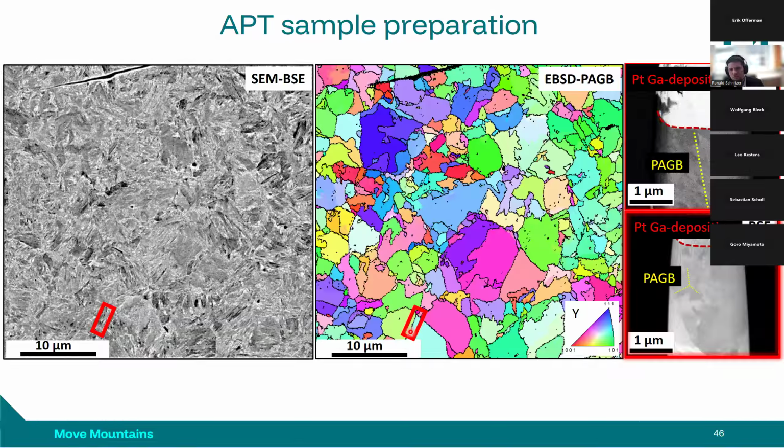And then you can be sure if you locate your tip or extract your tip from that position by doing, on the focused ion beam, some protection methods, and also always try to have your prior austenite grain boundary in your image present when you do the final milling. And in the end, you get then a sharpened tip, which can be measured by atom probe tomography.